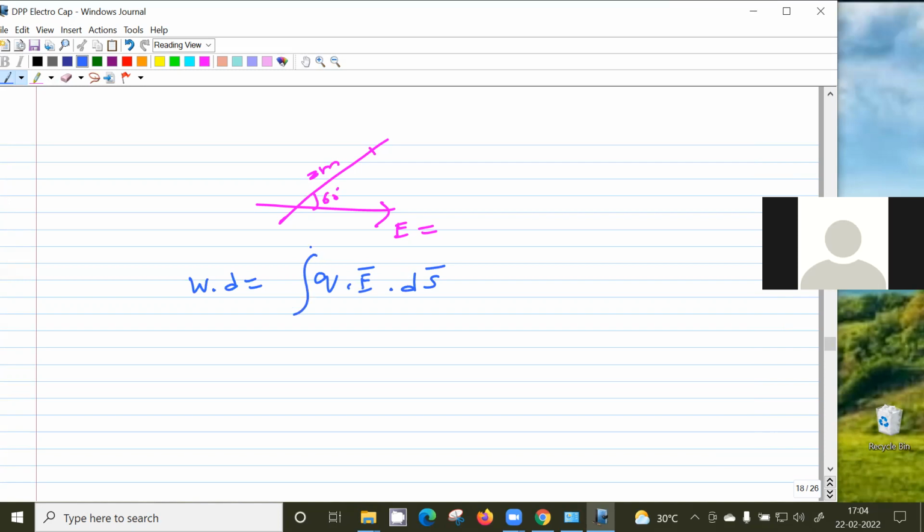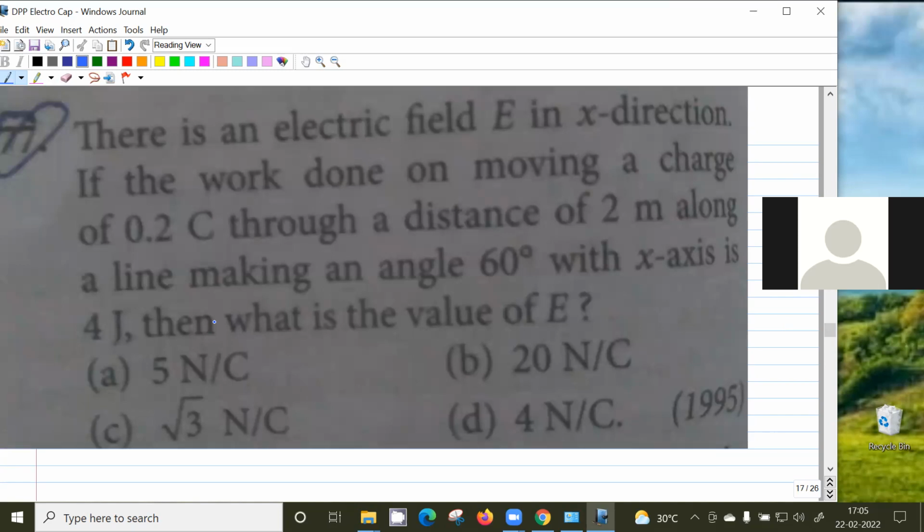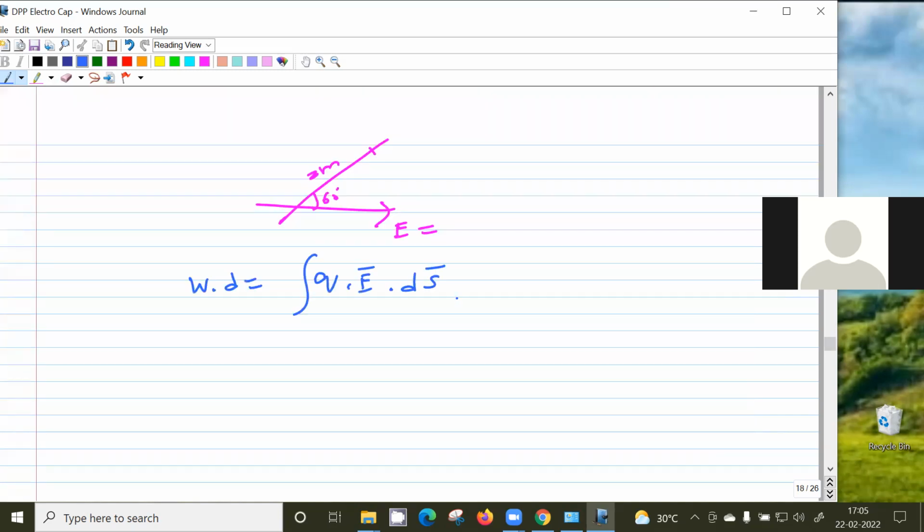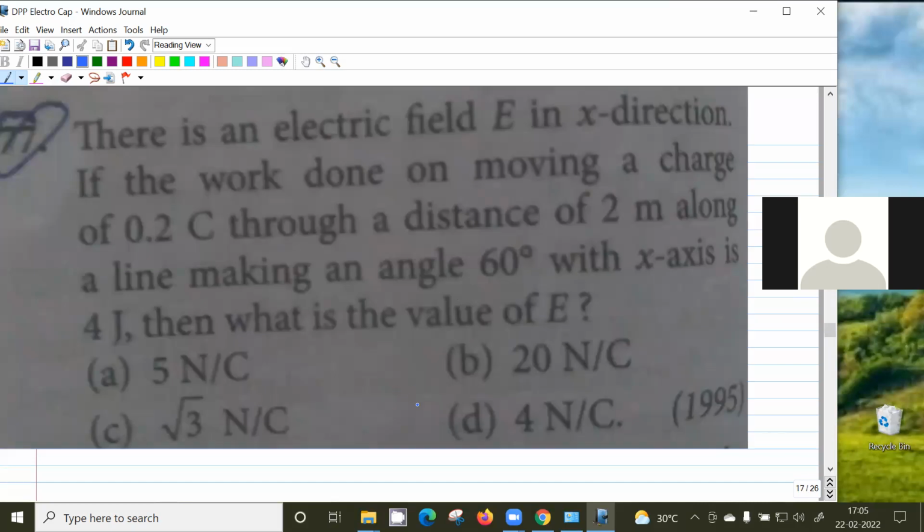Option B only. This is how it was done, right? Work done. The electric field component will come, and this work done has been given as 4 Joule. I didn't take integration. It's straightly Q cos theta into distance.